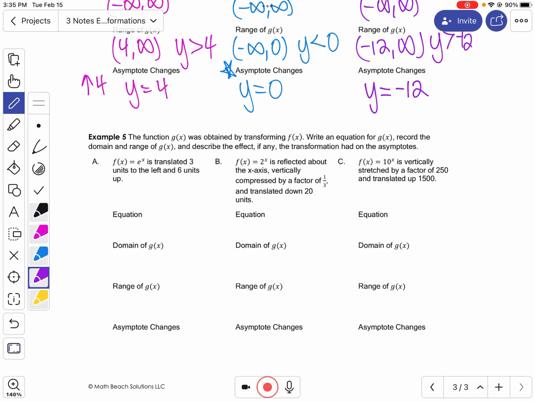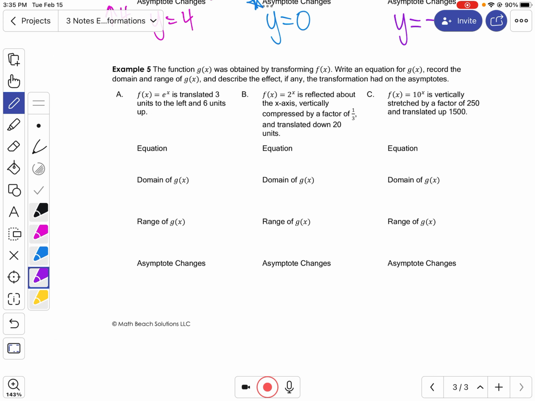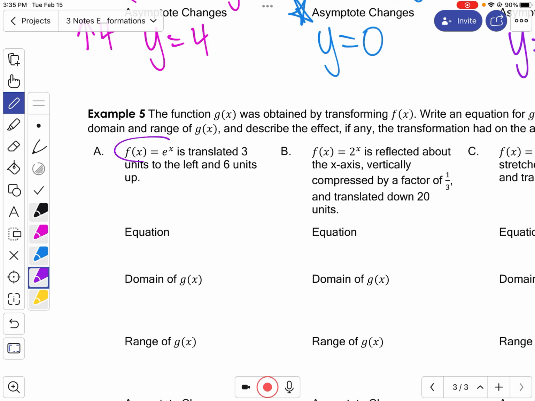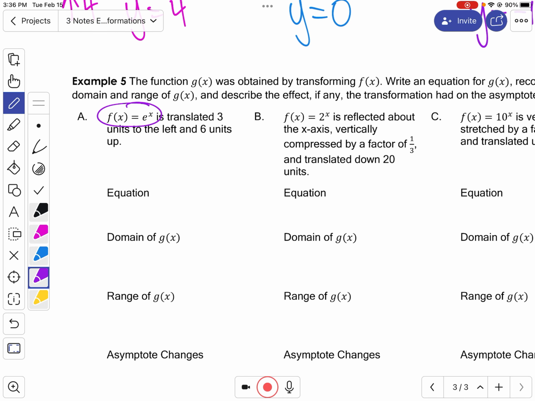Okay, looking at this next part. Now we're given the transformations. We're going to have to come up with a new equation. So this one we're starting with e to the x. So we know we'll have an e in our equation. It's going 3 units to the left and 6 units up. So writing your equation, we have an e as the base. Since we're going left 3, we're going to do x plus 3 in the exponent, and then up 6, we're going to add 6 afterwards.